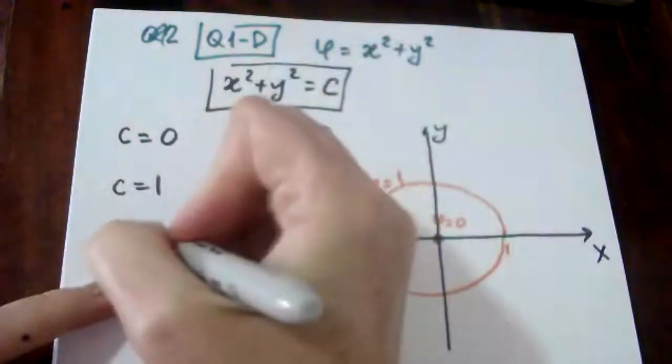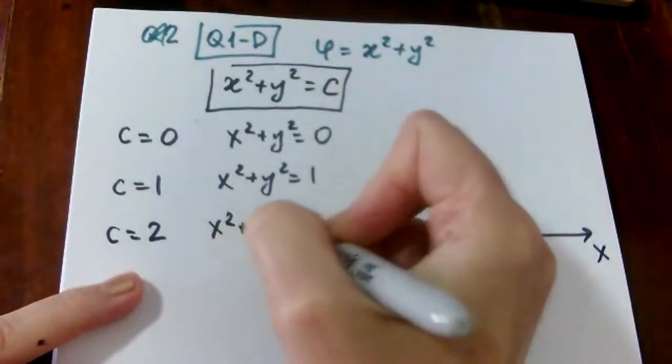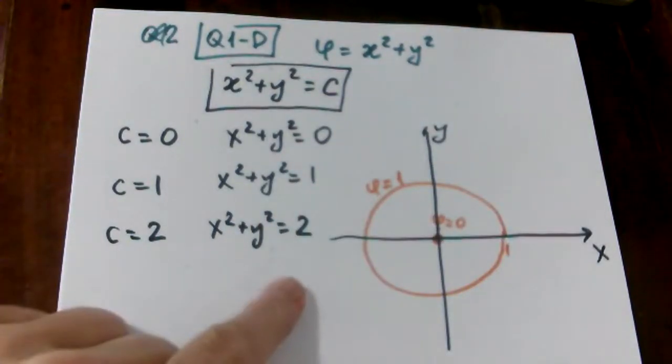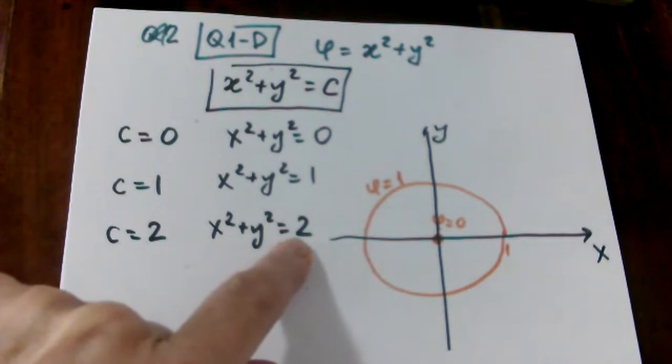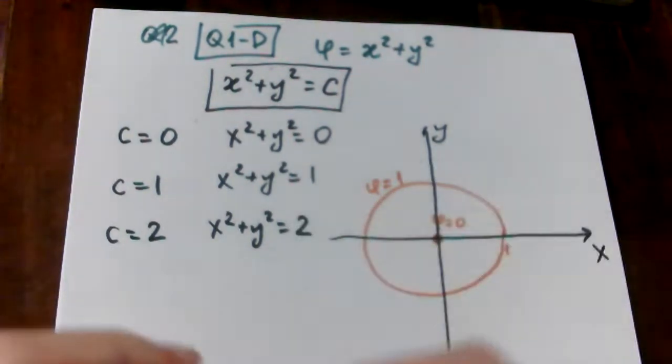And finally, let's consider one more value of C. For example, 2. X squared plus y squared is equal to 2. This is a circle again, but be careful. The radius is square root of 2. Square root of 2, not 2, because here this is r squared.